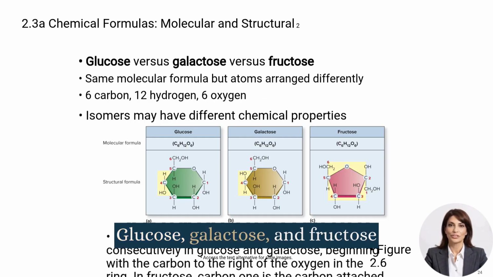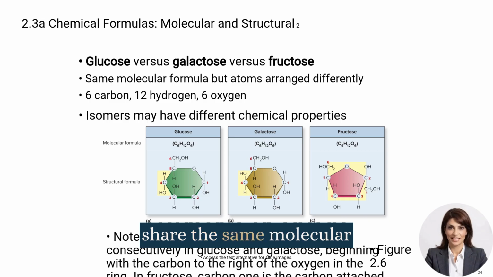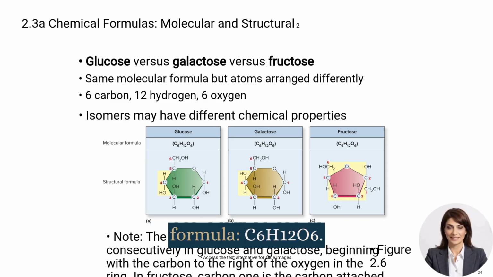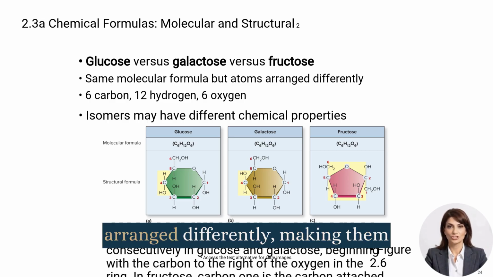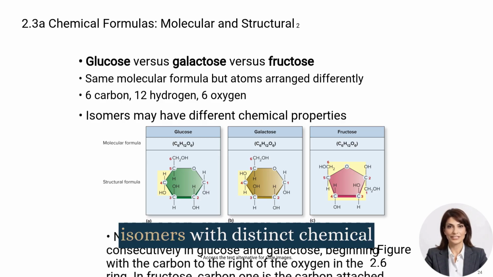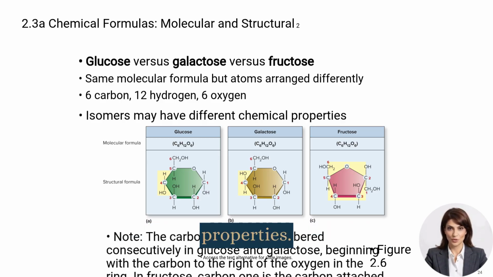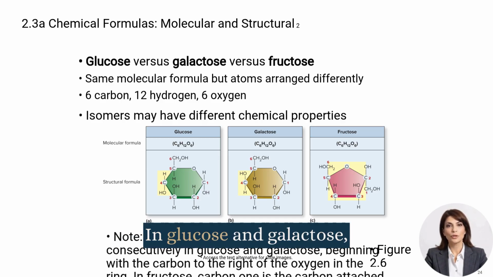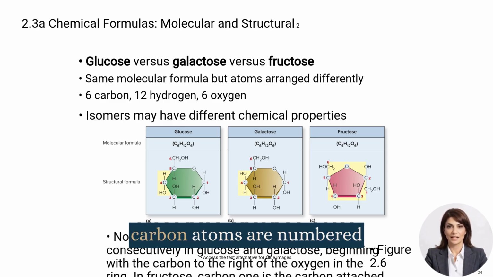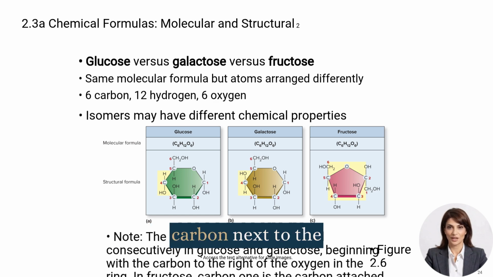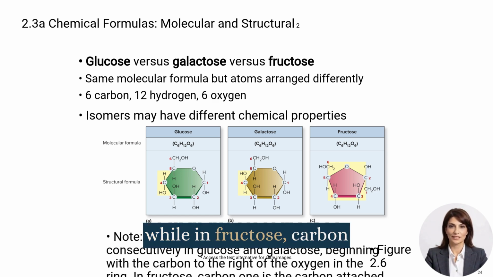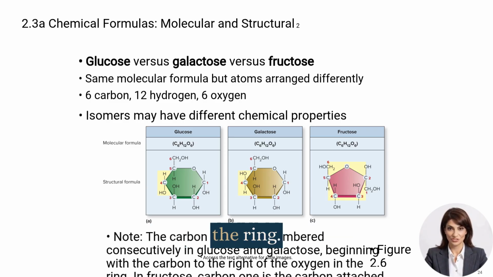Glucose, galactose, and fructose share the same molecular formula, C6H12O6. However, their atoms are arranged differently, making them isomers with distinct chemical properties. In glucose and galactose, carbon atoms are numbered consecutively, starting from the carbon next to the oxygen in the ring, while in fructose, carbon 1 is attached to the ring.